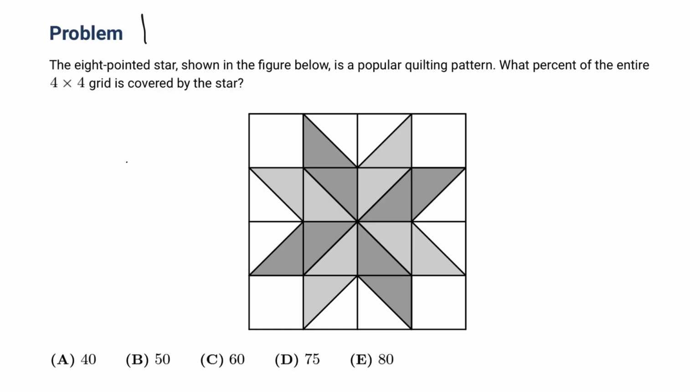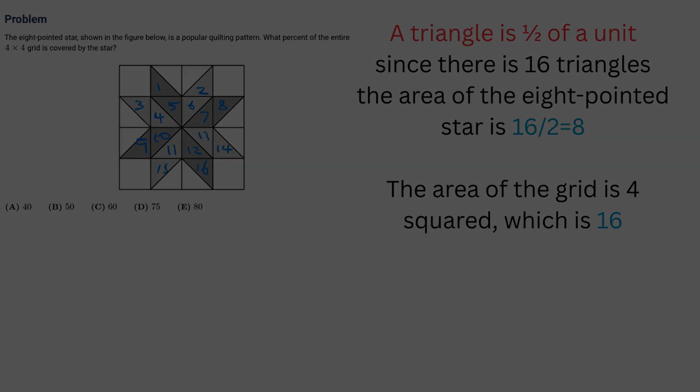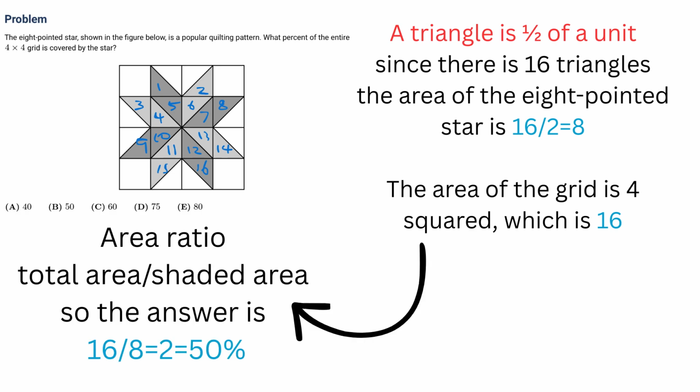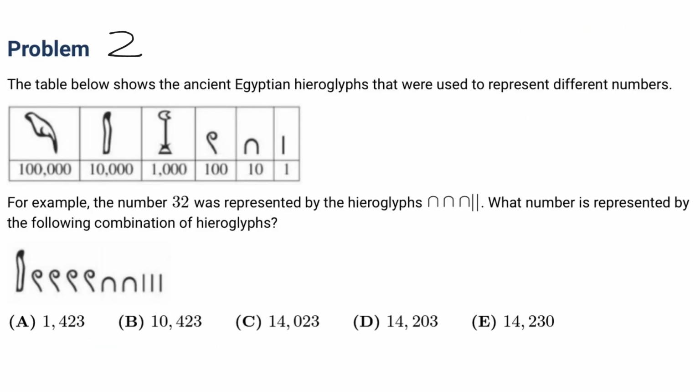Starting with problem 1, the 8-pointed star shown in the figure below is a popular quilting pattern. What percent of the 4x4 grid is covered by the star? Now, by counting, you find that there are 16 triangles in total. Each triangle's area is 1/2, so 16 times 1/2 is 8. The total area is 4 times 4, which is 16, so the percentage is 8 over 16, which is equivalent to 50%.